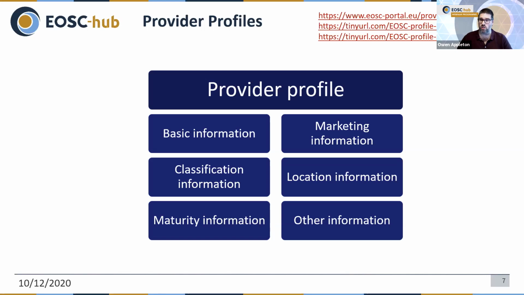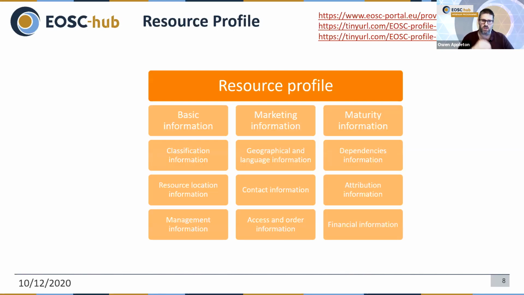There's some information on maturity as well, and some generic other information. But these are pretty standard sections. If we look at the resource profile, you fill in the provider profile once, and then the resource profile once per resource you want to onboard. This is a little longer, but in fact, a lot of it is the same. You still see basic information, marketing information, maturity information.